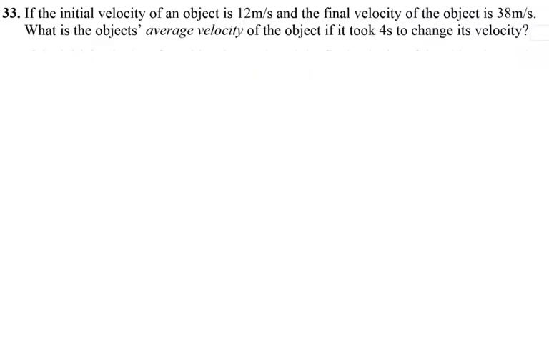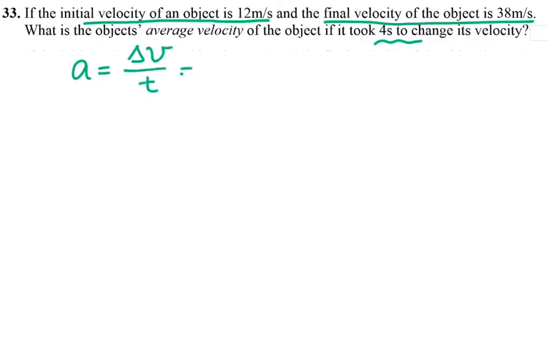Here is a tricky question, but it's pretty easy. They give you initial velocity and they give you final velocity, and they ask you to find average velocity, and they also give you time. So if they ask you acceleration, you know for acceleration you need the change of the velocity over the time. So your final velocity is 38, your initial velocity is 12, the time took 4 seconds. You can find your acceleration.